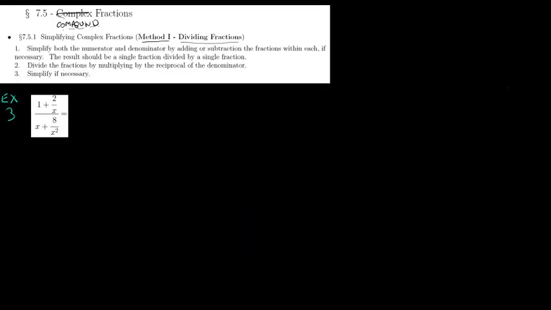Okay, so moving on to, I think this is our third example. Sorry, I didn't label the last one. So here we're going to divide 1 plus 2 over x, and then over x plus 8 over x squared. All right, so again, I'm going to write down the problem. It's 1 plus 2 over x, right? And then all of that over x plus 8 over x squared.